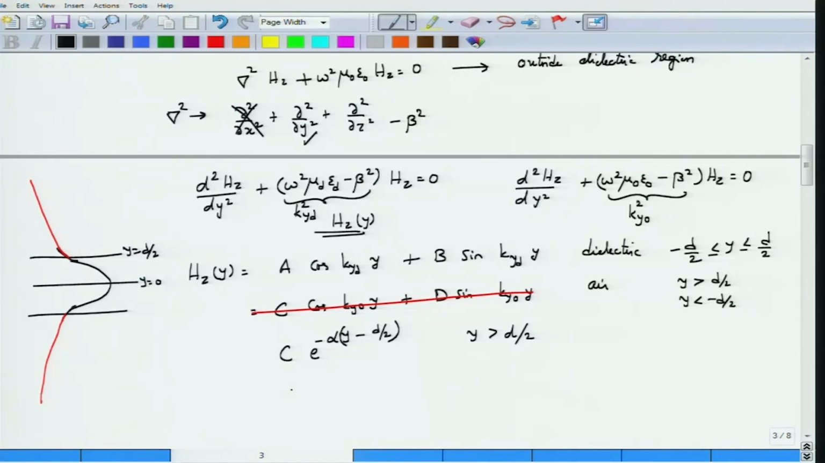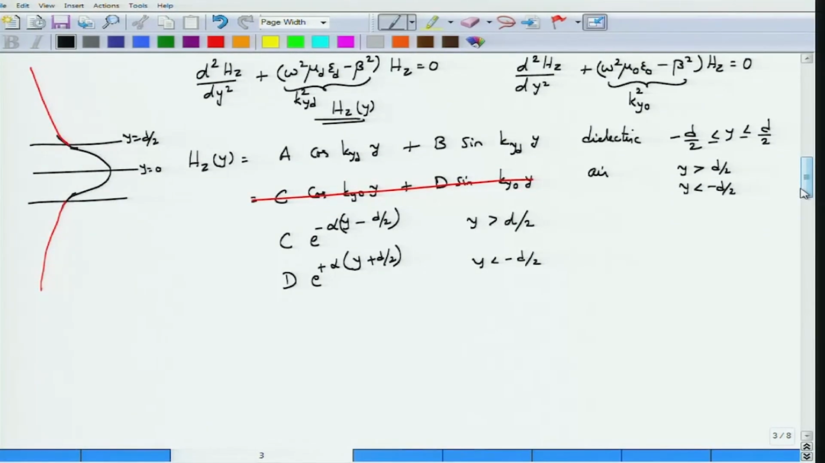Similarly, for y less than minus d by 2, I shift the origin. I take this as e power plus alpha, because now the value of y is negative, so I take this as y plus d by 2. So now I have complete solutions for Hz except for the constants C and D, which I will now have to evaluate by applying boundary conditions. These two are the solutions in air, one above the dielectric, one below the dielectric. This is the solution inside the dielectric region.